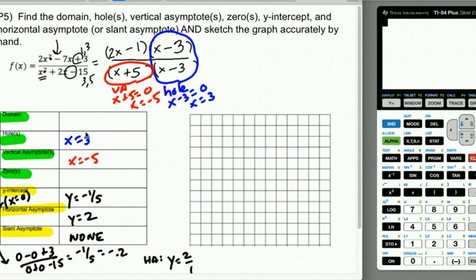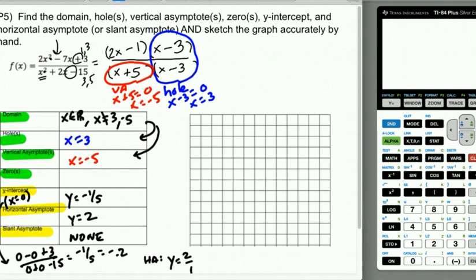That allows me to find my domain. The domain is all real numbers except those two numbers. So x is an element of the reals, and x can't be 3 or negative 5. It can't be those two things, the two things that would make the denominator equal to 0.